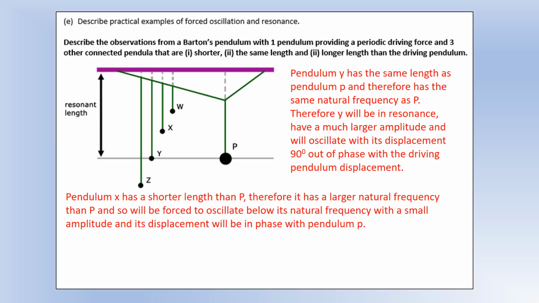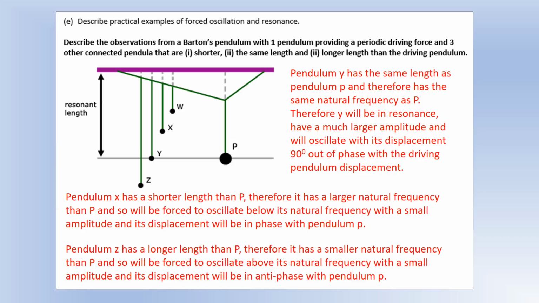For pendulum X with a shorter length, it has a higher natural frequency than P. So P is going to force it to oscillate below its natural frequency. It'll have a fairly small amplitude and its displacement should be in phase with pendulum P. If we then look at Z, which has a longer length than P, which means it has a smaller natural frequency than P, so P is going to make it oscillate above its natural frequency. So it will have a small amplitude and its displacement will be in anti-phase with pendulum P.